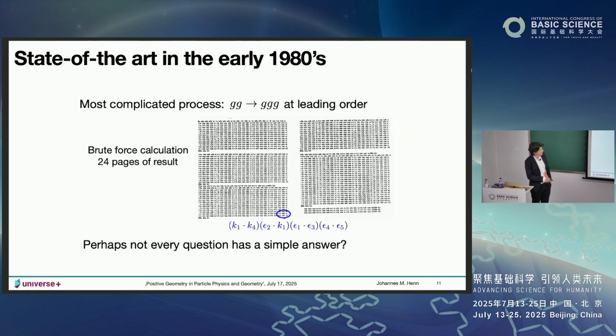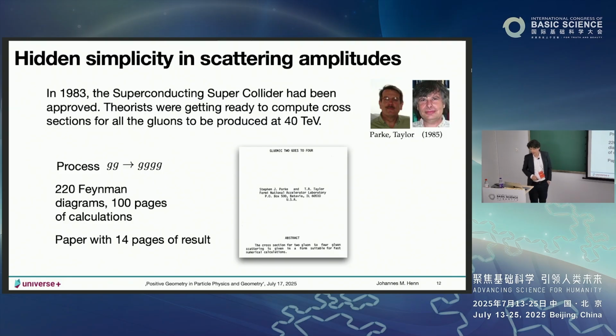Yeah, and you could have this idea, maybe that's just it. I mean, this question doesn't have to have a simple answer. But then there's a very beautiful story. Park and Taylor set out to compute what was on the wish list at the time. They evaluated the Feynman diagrams, did the calculations, and published the result like this.